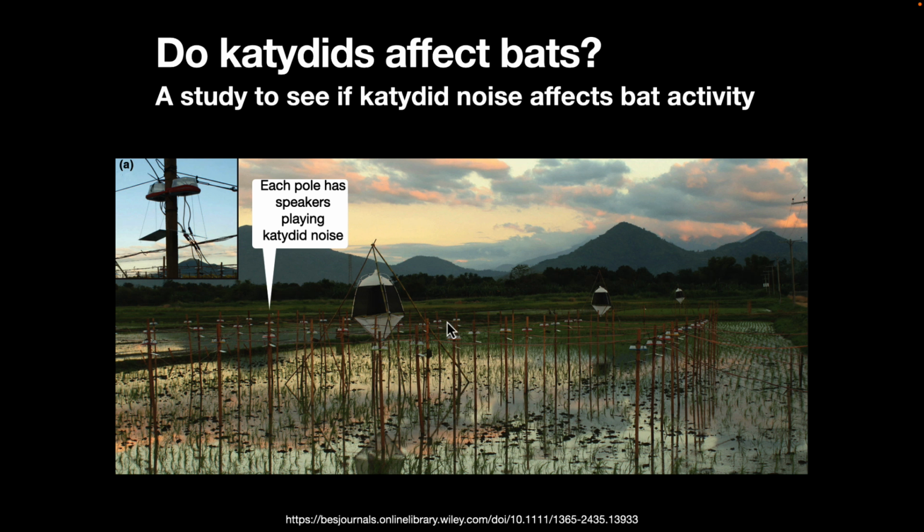Every one of these poles has 2 speakers on it playing katydid noise. They have a special microphone that recorded the katydids, and they play it back through a special speaker that plays back the ultrasound. And then the question is, what happens to the bats? Do they come by more often, less often? Are the bats attracted to the katydids, or do they avoid the katydids?